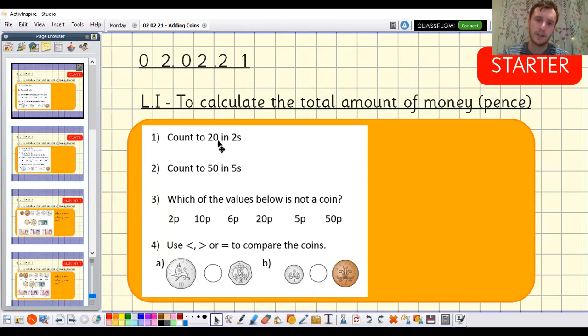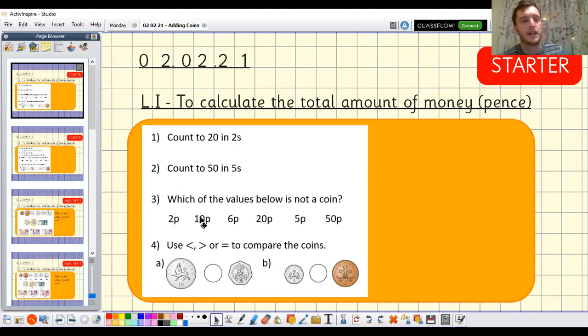So the starter: count to 20 in twos, count to 50 in fives. Which of the values below is not a coin? So that's recapping on your knowledge of money from year 2. Which of those would not be a coin? And can you use the less than, greater than, and equal to symbols to compare those coins on the screen? As always, please pause the video, have a look at those, and see if you can have a go at home as well.